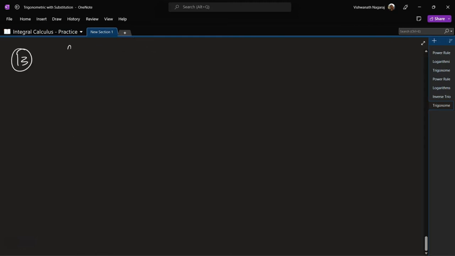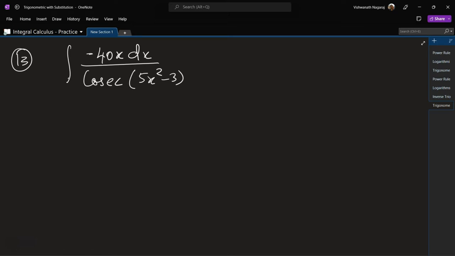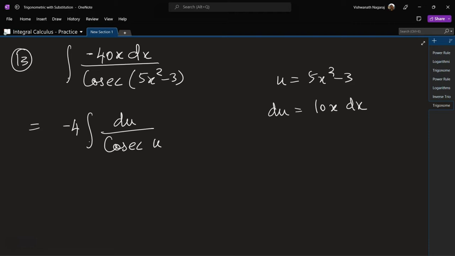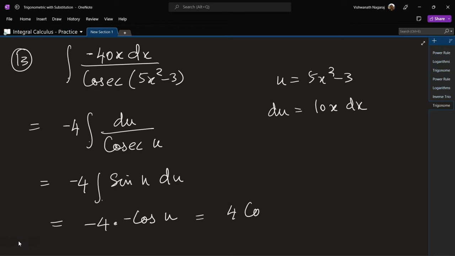Okay, 13th one. Integral of minus 40x dx divided by cosec of 5x square minus 3. So u, let's make it as 5x square minus 3. du would be 10x dx. We require only 10, so let's take minus 4 out. We are left with 10x dx, which is du, and in the denominator we have cosec u. Let's bring cosec u to the top. So this becomes sine u du. Now sine u, if we integrate, we get minus cos u, and this becomes 4 cos of 5x square minus 3 plus c.